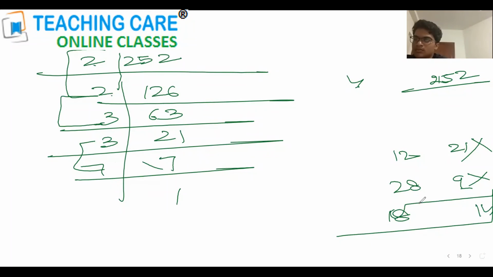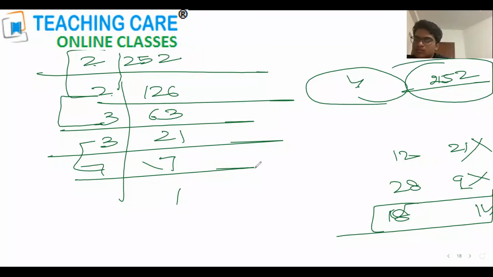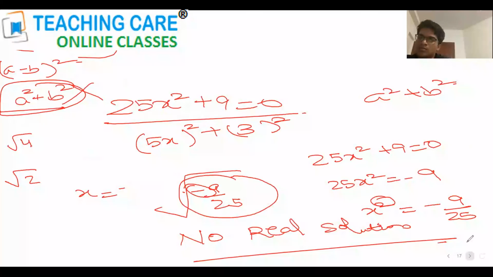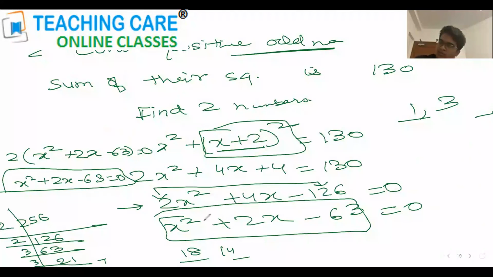Only 18 and 14 will satisfy both of these conditions. Okay, that's how we do it. But it's better to take 2 common because it will definitely make your working easier.